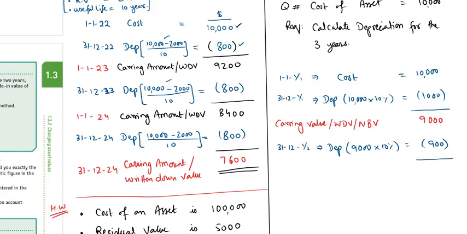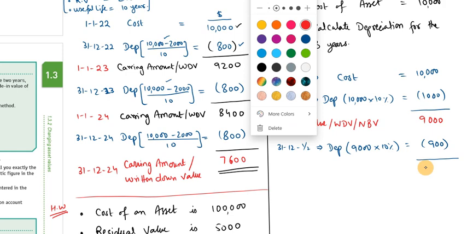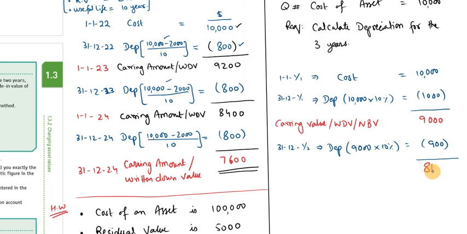So what is the carrying amount at the end of second year? 8,100. 8,100 is the carrying amount.